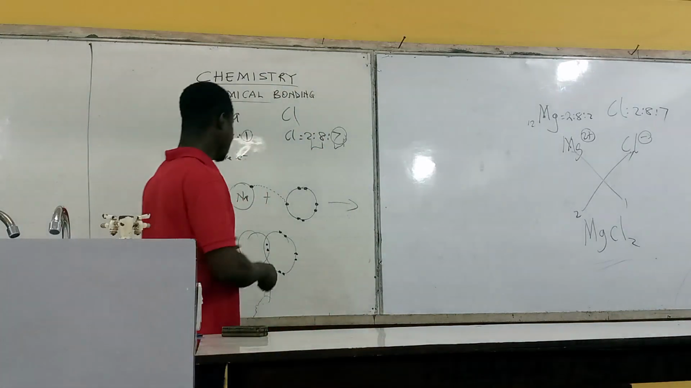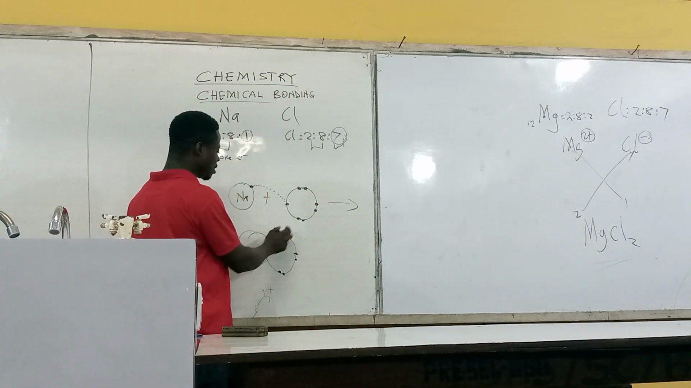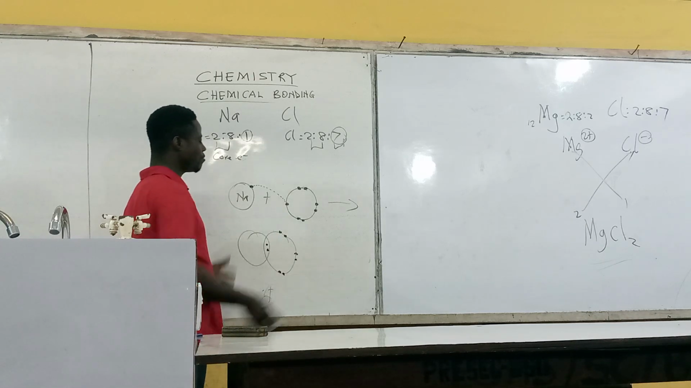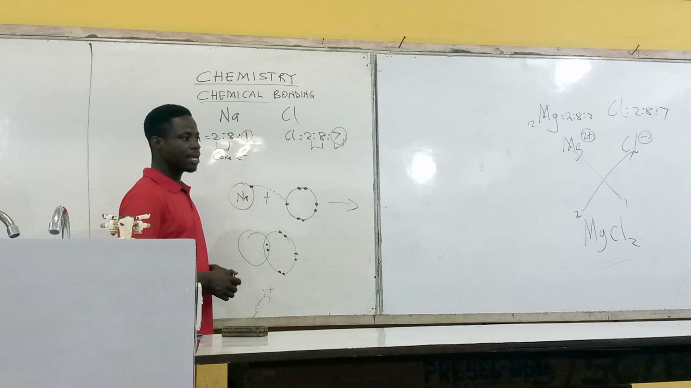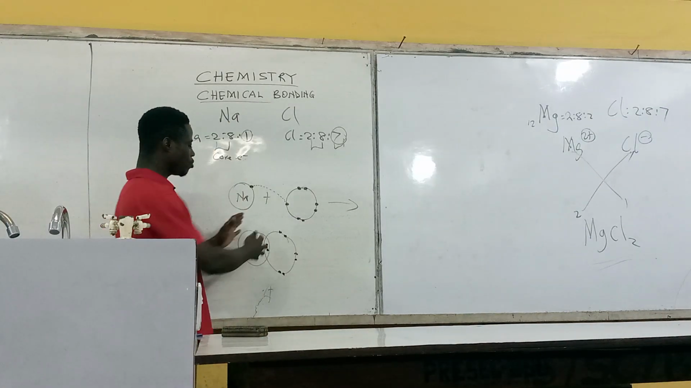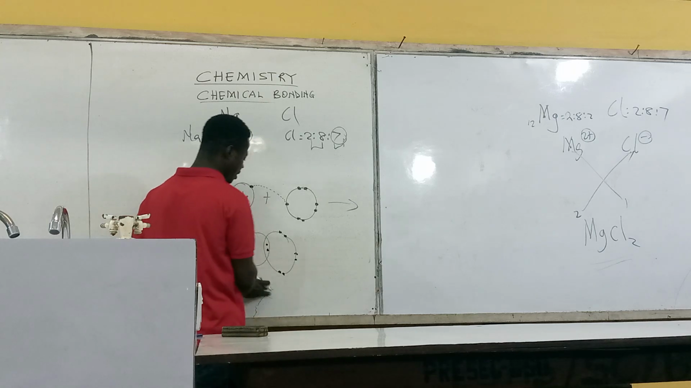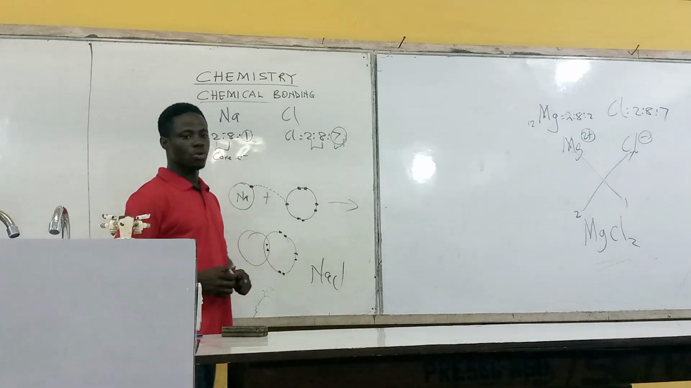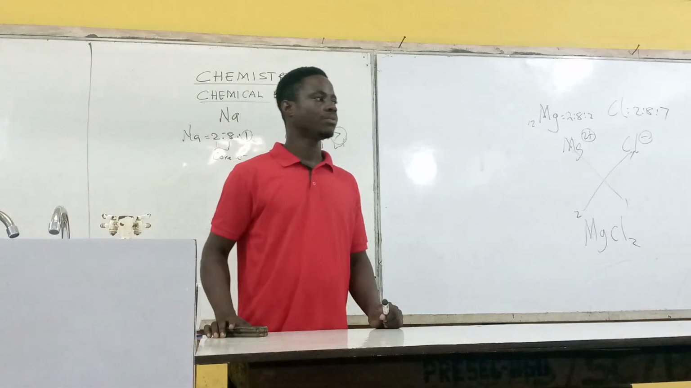Looking at this, you can see that this chlorine is now full: 2, 4, 6, 8. So it is having a full state. And this has been able to donate its one, so it's also full here. So these two will come together as a stable entity. So this is sodium chloride, and we can say this sodium chloride is stable.